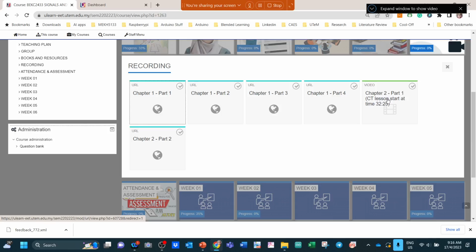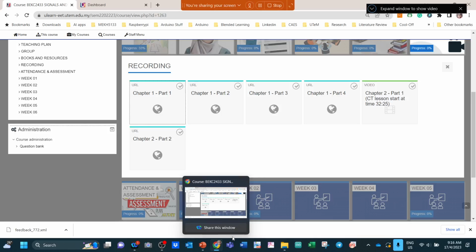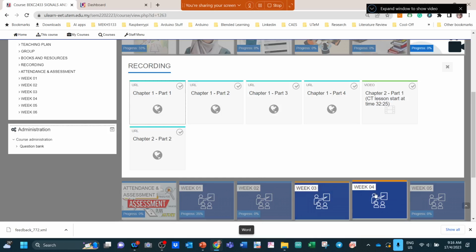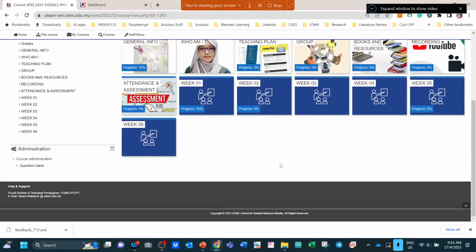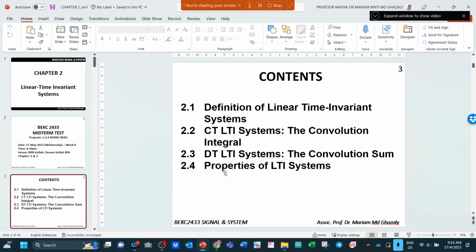This one will cover convolution integral in this part, and the lesson will start at 32 minutes. So go through it. It's the same slide, the same example. If you don't understand today's lesson, just go through it again in the recording. And lastly will be on property of LTI system.